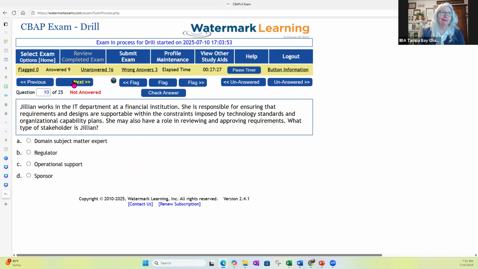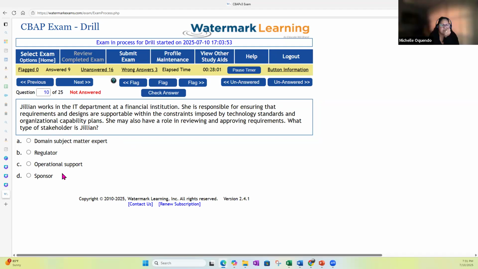Julian works in the IT department of a financial institution. She is responsible for ensuring that requirements and designs are supportable within the constraints imposed by technology standards and organizational capability plans. She may also have a role in reviewing and approving requirements. What type of stakeholder is Julian? She's got some interesting roles and responsibilities. Is Julian a domain SME, a regulator, operational support, or sponsor?